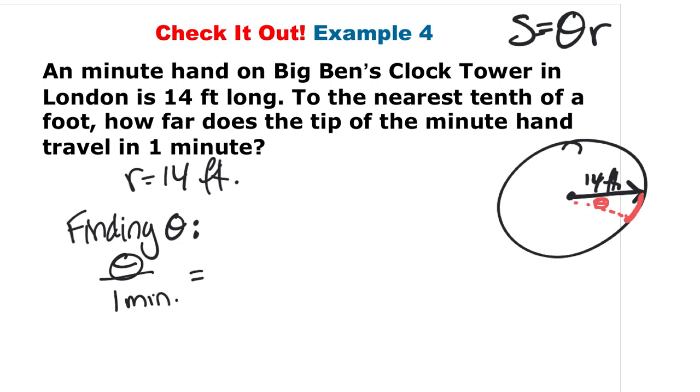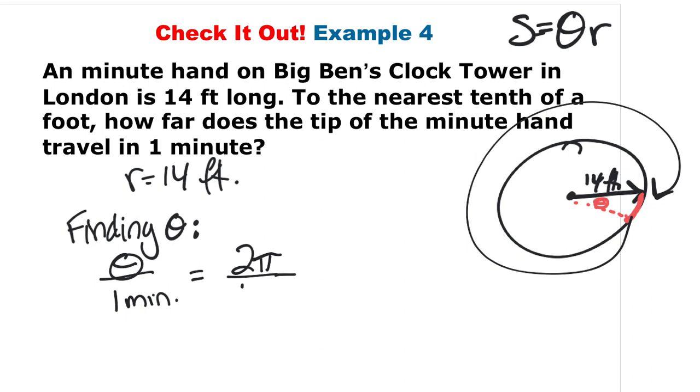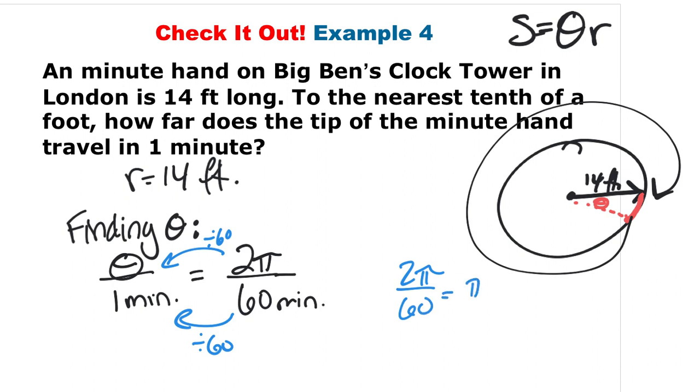Now we know that it goes all the way around the circle once in 1 hour. So it goes 2 pi radians all the way around, which is 2 pi in 60 minutes. And so again, we're going to use a proportion here to figure out what the angle is in radians for 1 minute. In my proportion I can divide by 60, and 2 pi divided by 60 is just going to be pi over 30.